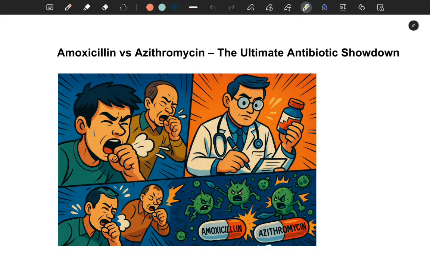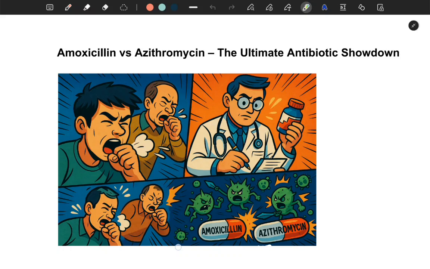Hello, everyone. So, today we are going to talk about amoxicillin versus azithromycin, the ultimate antibiotic showdown. Why is it the ultimate antibiotic showdown? Because almost everyone has taken these antibiotics in their lifetime. These are the most commonly used antibiotics.